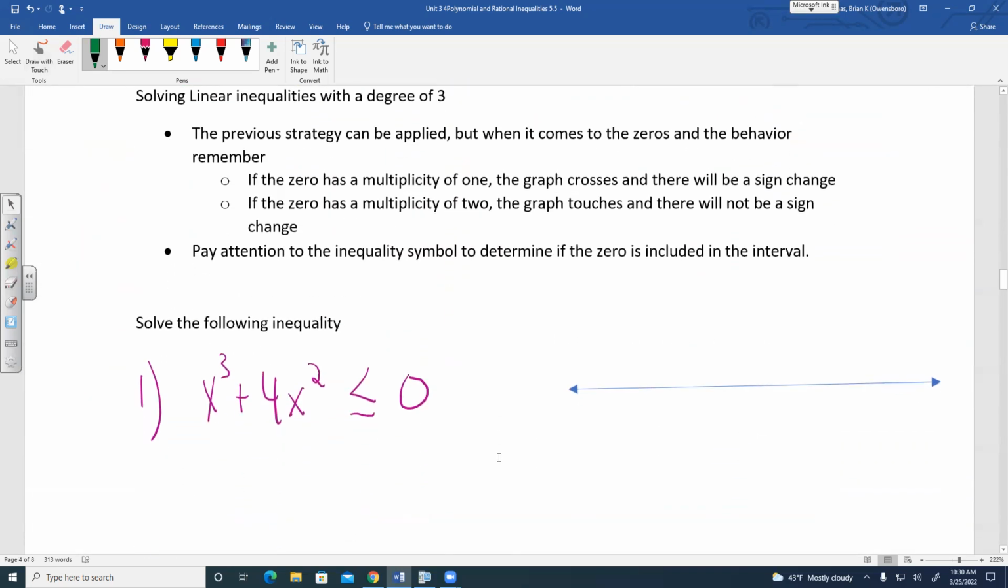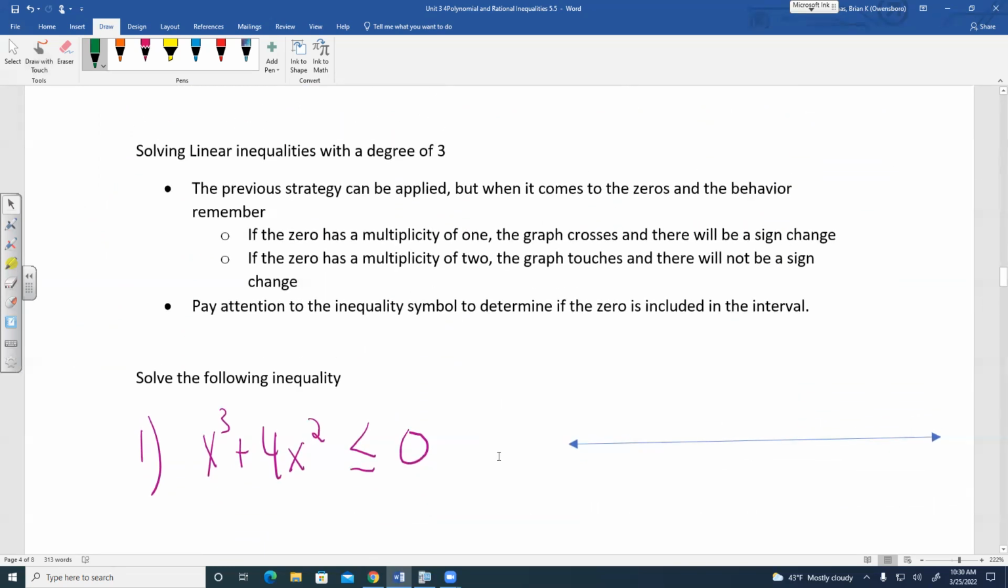So now let's look at linear inequalities with a degree 3. Like I said, the previous strategy can be applied, but when it comes to zeros and the behavior, remember, as we were talking about, if a 0 has a multiplicity of 1, the graph crosses and there will be a sign change. If the 0 has a multiplicity of 2, the graph touches and there's not a sign change. So pay attention to the inequality symbol to determine if the 0 is included or not included in the interval.